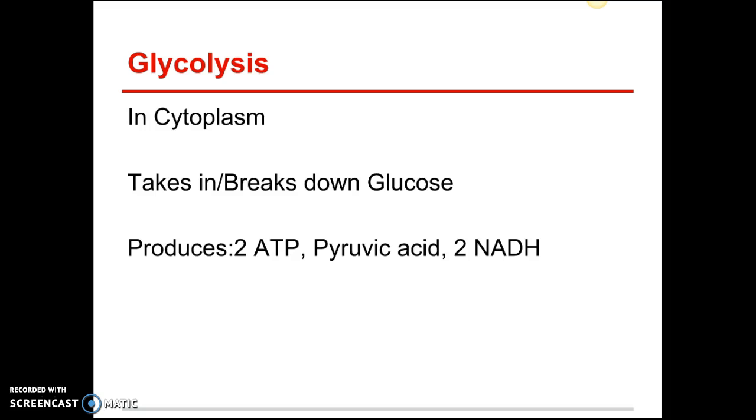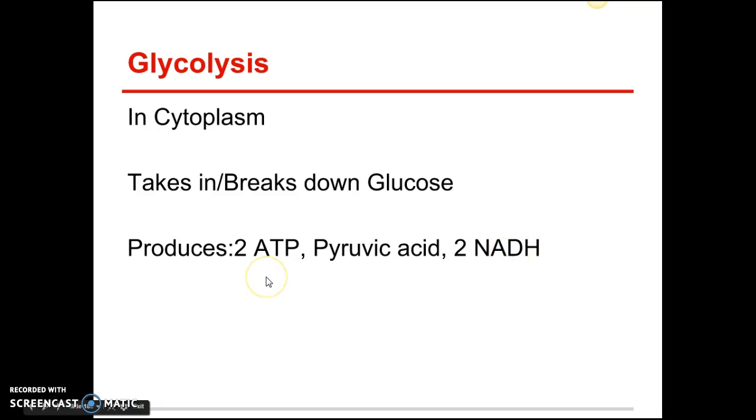At the end of glycolysis, you end up with 2 ATP molecules. Remember, ATP is our energy currency. You end up with something called pyruvic acid. It's also sometimes called a pyruvate. And then these 2 molecules called NADH, and we're going to use these later. We're going to use this high-energy hydrogen molecule to make more ATP later.